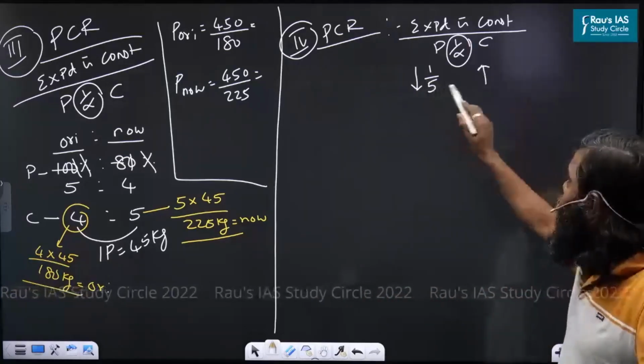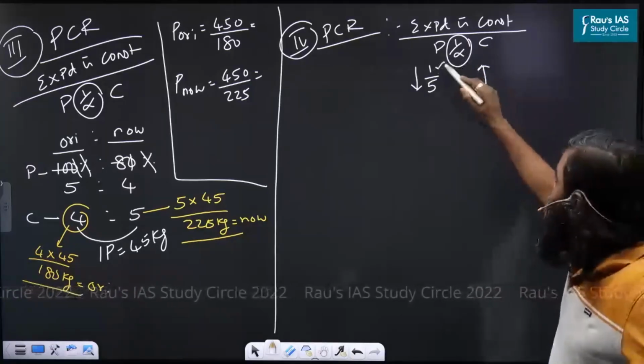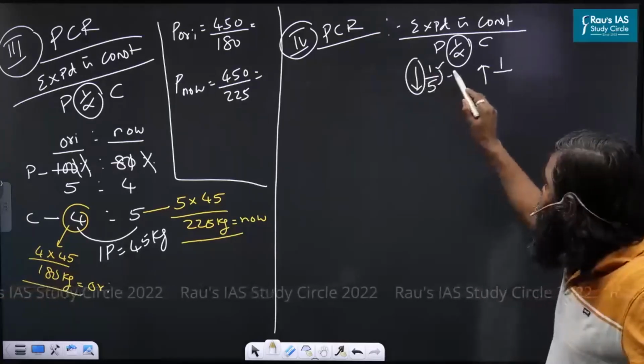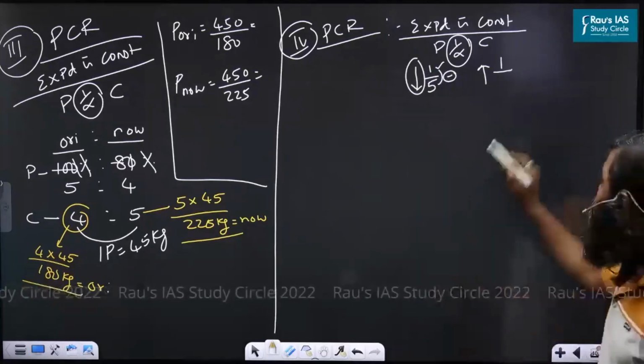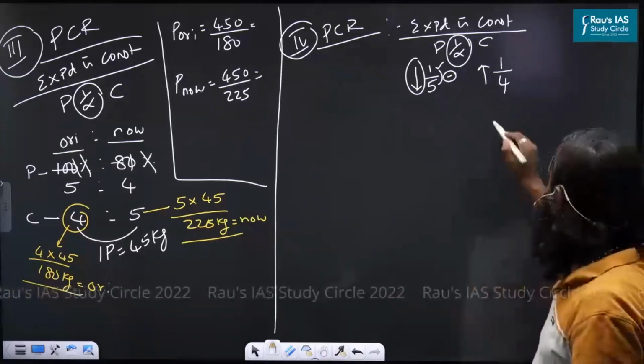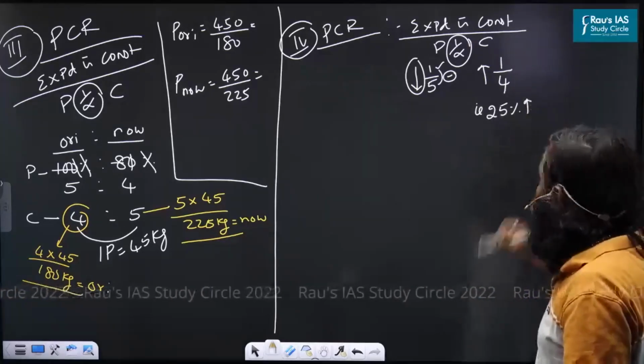What happened to your consumption? Here price decreases, so consumption increases, because they are inversely proportional. Whatever the numerator, the same numerator. The reference is decreasing, so the difference between numerator and denominator is 4. 1 by 4 means how much percent? 25. So my consumption increased by 25%.